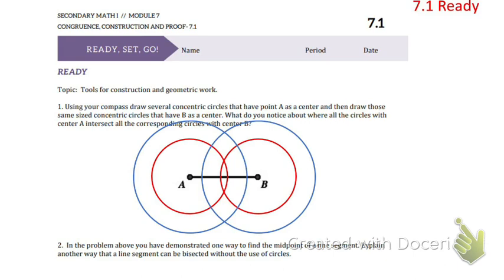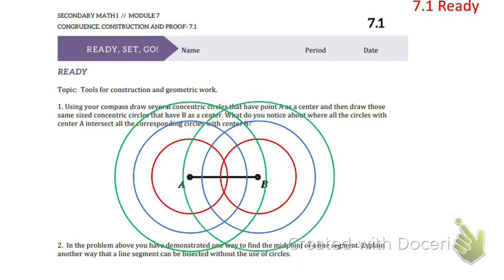Well, if not, let's draw one more set of circles. Take your compass and open it up a little bit more. Go back to centered at A and draw another circle. Go back to B now and draw that congruent circle, but now centered at B. What do you notice? Look at where the green circles, the blue circles, the red circles, look at where they're intersecting.